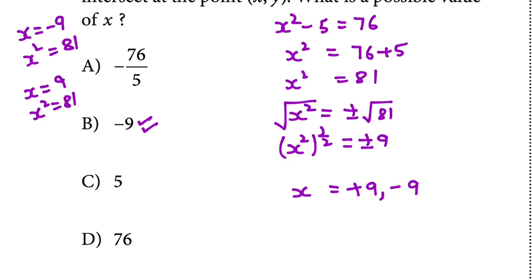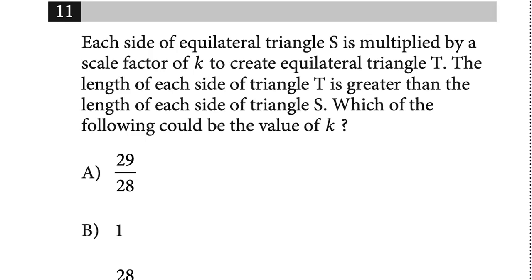Question number 11. Each side of an equilateral triangle S is multiplied by a scale factor of k to create equilateral triangle T. The length of each side of triangle T is greater than the length of each side of triangle S. Let's see both points very carefully. First, because we are talking about scale factor, the new figure is not of the exact size but has the exact angles.